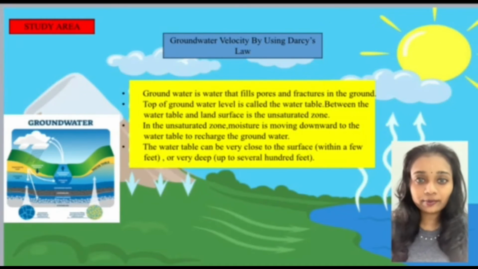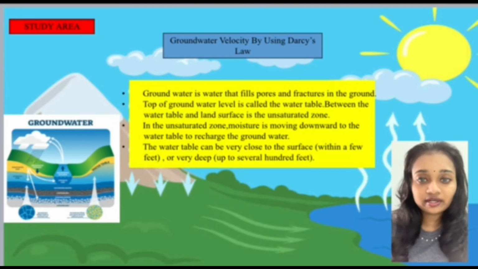Hi, I'm Vasunthra. I'm going to explain about groundwater velocity by using Darcy's law. Groundwater is water that fills pores and fractures in the ground. The top of the groundwater is called the water table. Between the water table and the land surface is the unsaturated zone. In the unsaturated zone, moisture is moving downward to the water table to recharge the groundwater.